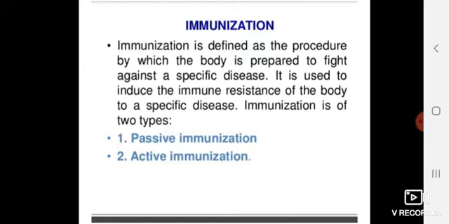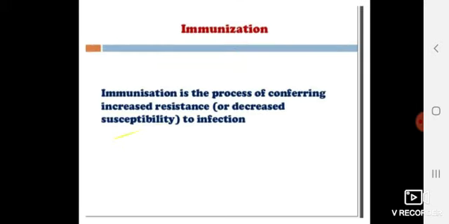What is immunization? It is defined as the procedure by which the body is prepared to fight against a specific disease. It helps the body to fight against a specific disease. Mainly there are two types: the first one is passive and another one is active. Passive and active. Okay, we'll see the definition.